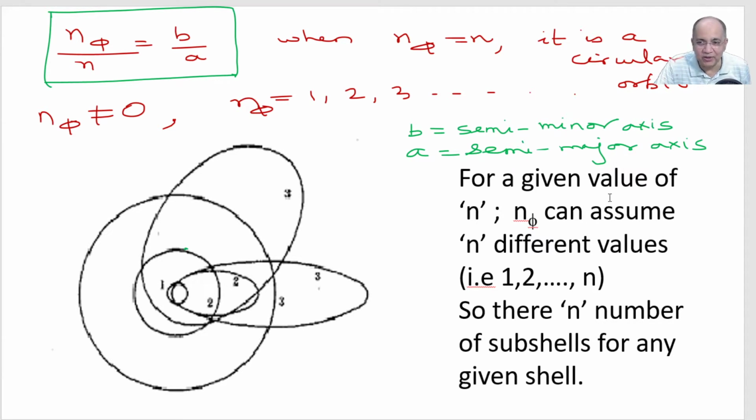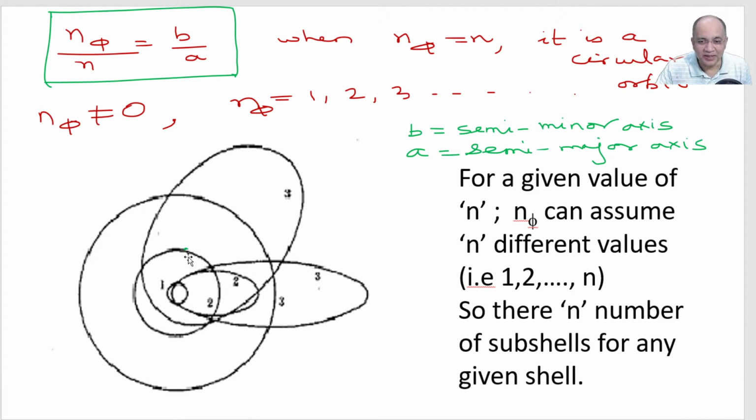For a given value of n, the n phi can assume n different values starting from 1, not 0, 1, 2, 3, 4 up to n. And the total number of values is n. So there are n number of subcells for any given cell. Out of the n number of subcells, one is circular, the rest are elliptical, right?